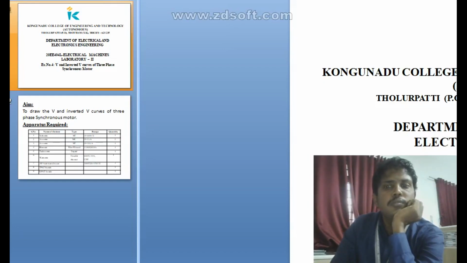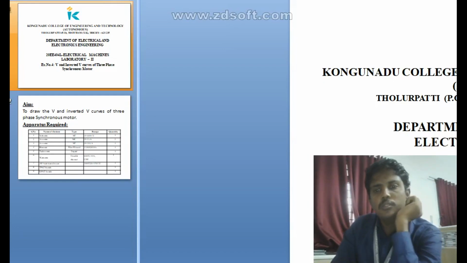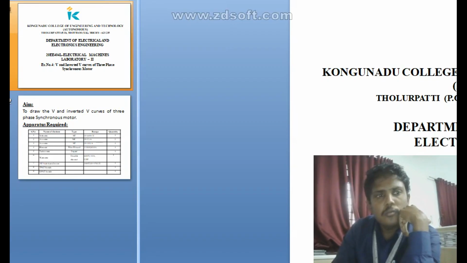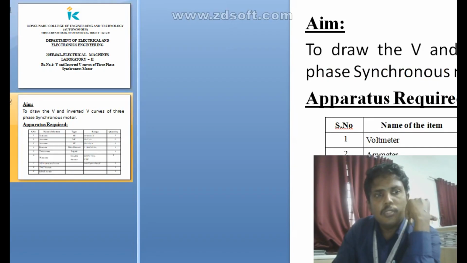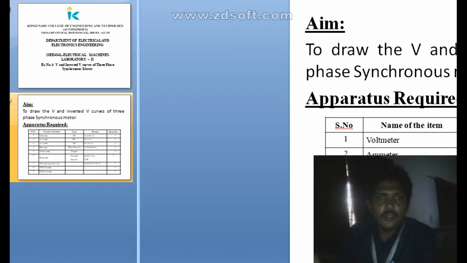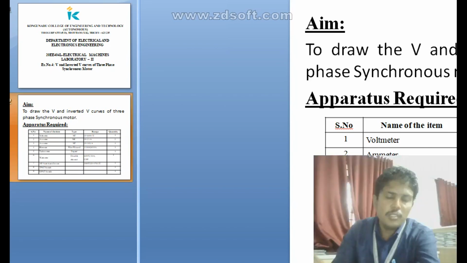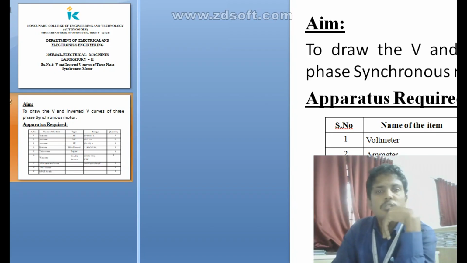V and inverter equivalent 3-phase signals motor. By using this one, without and with load condition, we are going to measure the parameters. One is for line current, field current. So we get the output. So next we do the experiment.